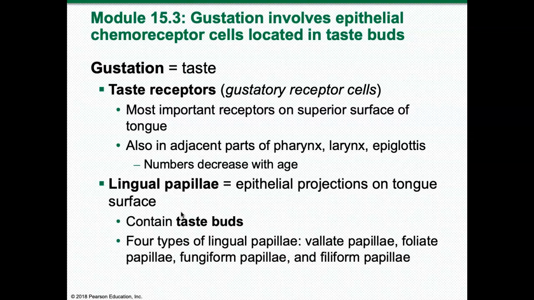Taste is gustation. It involves epithelial chemoreceptors in taste buds. The most important receptors are on the superior surface of the tongue, but there are receptors in other areas of the oral cavity that decrease with age. Lingual papillae are projections on the tongue surface that you would see when you look at your tongue in the mirror. And inside those papillae will be the taste buds. There are 4 types of lingual papillae, and they don't all taste.